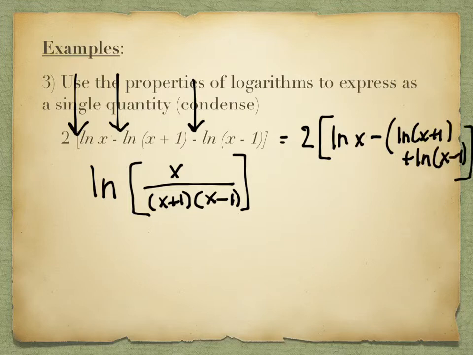If you pulled that negative out, that natural log of x plus 1, that natural log of x minus 1, that's addition. That's why those are getting multiplied together. So you can think about it from that way too. Of course, I'm not done because I had a 2 at the beginning.